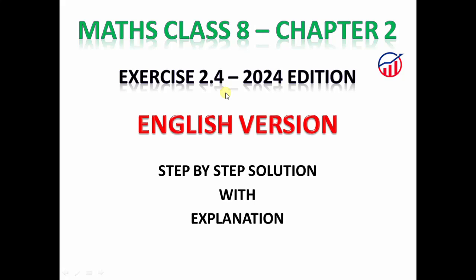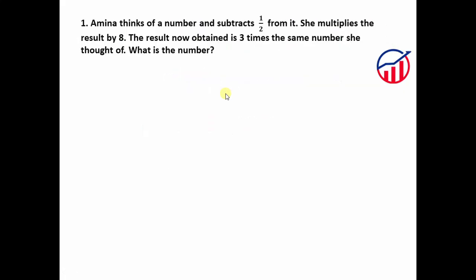So let's move ahead and start solving the questions one by one. The first question is, Amina thinks of a number and subtracts half from it. She multiplies the result by 8. The result now obtained is 3 times the same number she thought of. What is the number? So let the number be x.